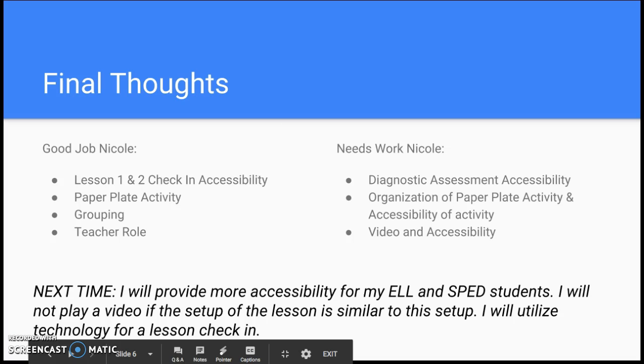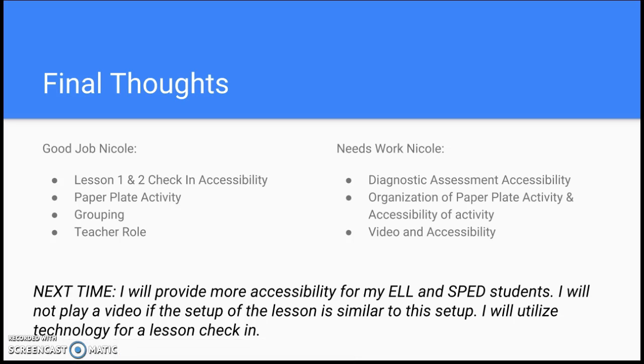So just some final thoughts on my project. I think I did a good job on creating accessibility for my lesson 1 and lesson 2 check-ins with how I highlighted the words and the questions. We did an activity that went really well. Students would draw on a paper plate like it was a globe, and students were really interested in that.